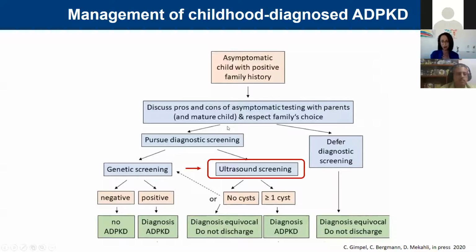If they want the diagnosis, then we have 2 options. We can ask for an ultrasound screening. However, if it is negative and there is no cyst, you cannot exclude the disease, and you might think about doing the genetic testing if it is available. If it is not available, you need to follow up with a regular ultrasound. If you see a cyst, then you have made the diagnosis of ADPKD.